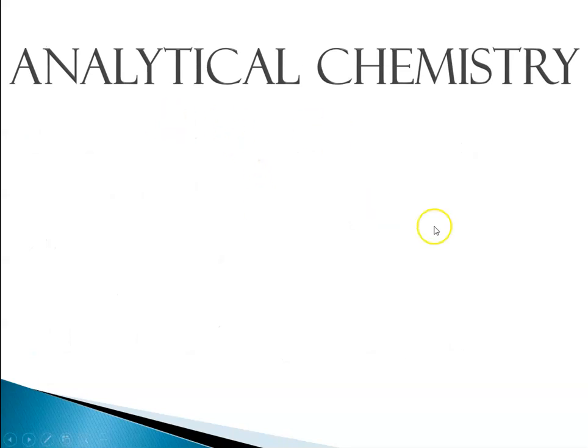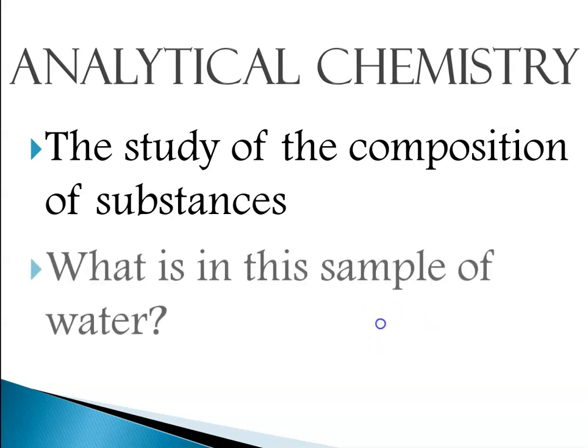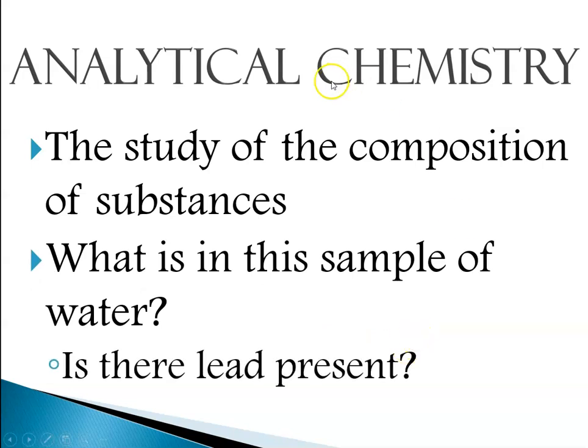And that leads us to analytical chemistry, which is the study of the composition of substances. So, for instance, when you find out that a substance is made up of 50% hydrogen and 50% oxygen, or something is composed of 80% carbon and 20% hydrogen, all of those are analytical chemistry experiments. So what is in a sample of water, for instance? Does it contain lead? Those are all things that an analytical chemist would look at.